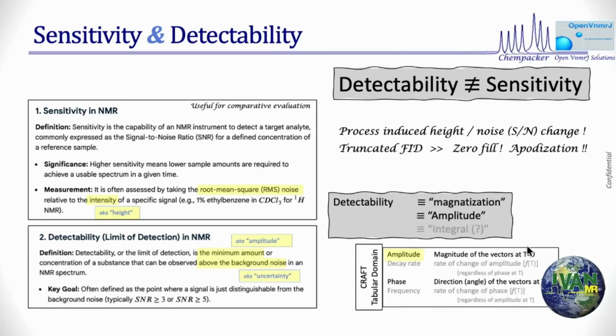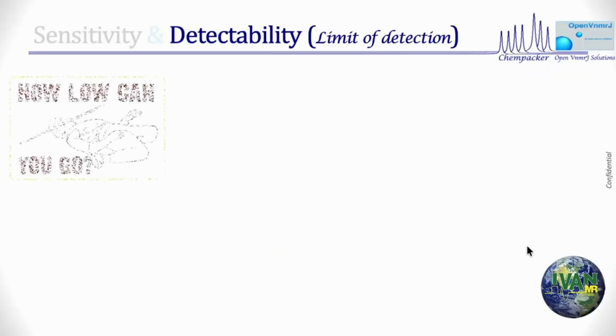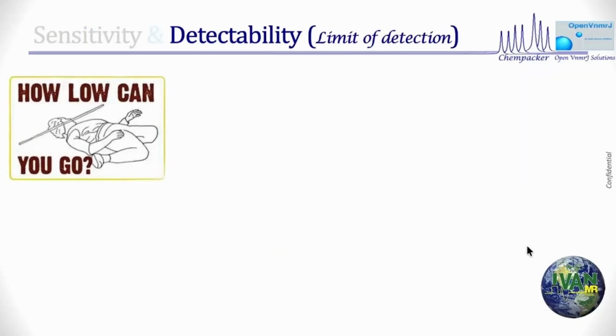Okay. In CRAFT, I already have the amplitude. You now realize where I'm going. If I go to CRAFT, all I need to do is look at the amplitude. So detectability is actually how low can I go? How low a sample can I go and still detect?